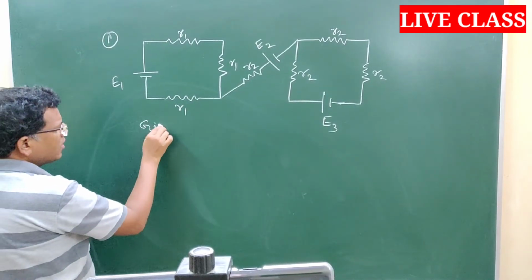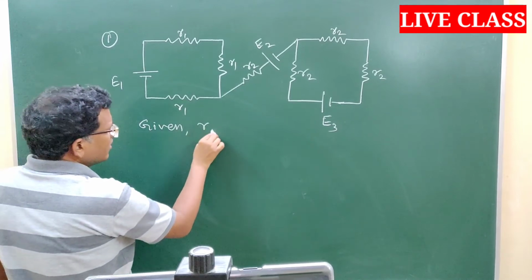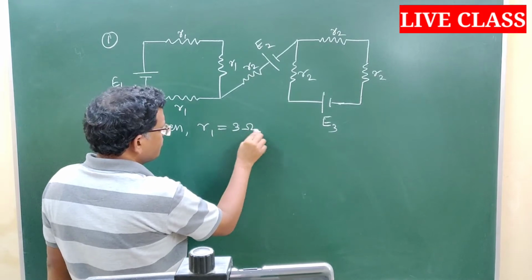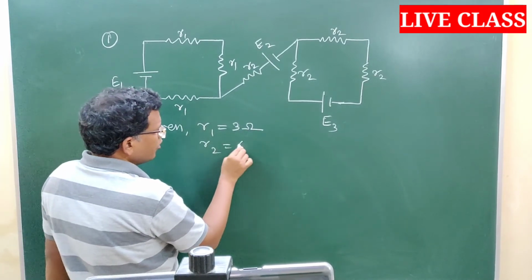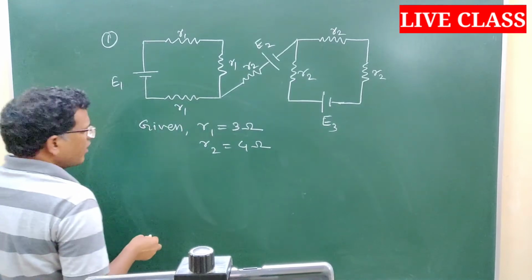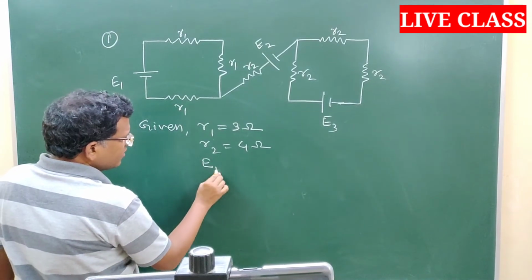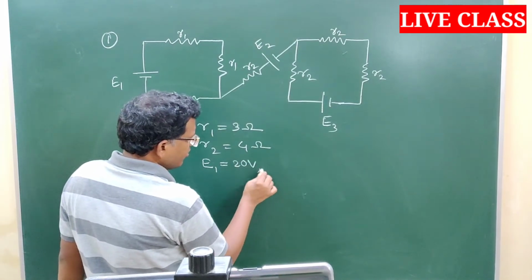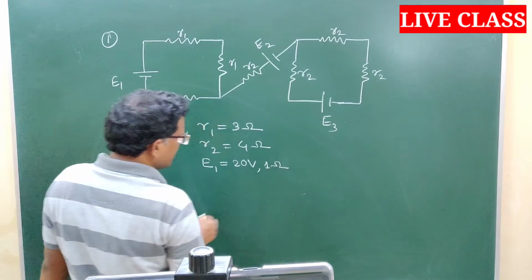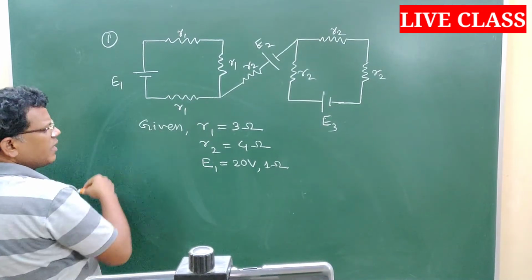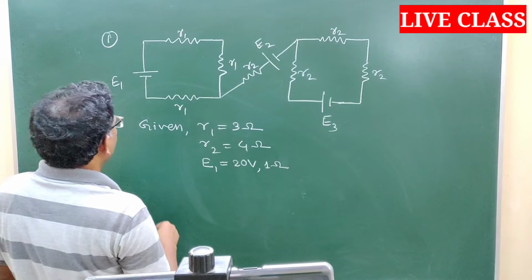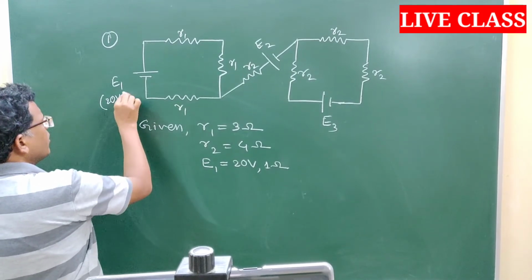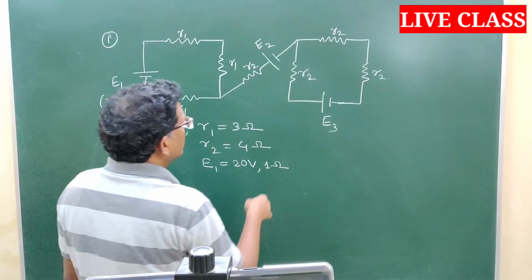So the values of the given terms are like this. R1 is 3 ohm, R2 is 4 ohm, okay. E1 is 20 volt with 1 ohm as internal resistance. This one has internal resistance also. I am not marking it separately, okay. This is 20 volt with 1 ohm internal resistance.